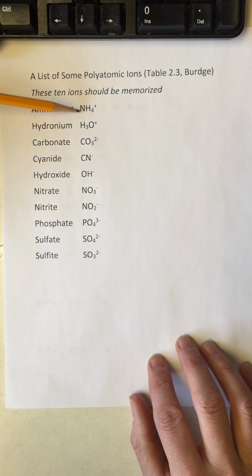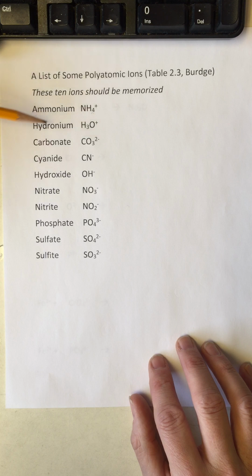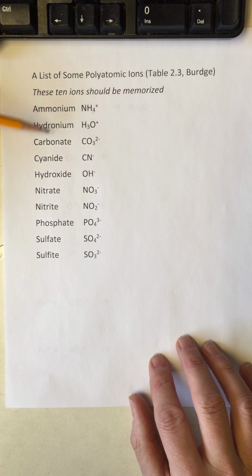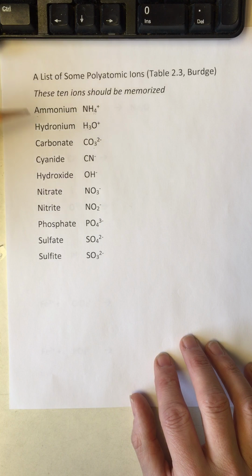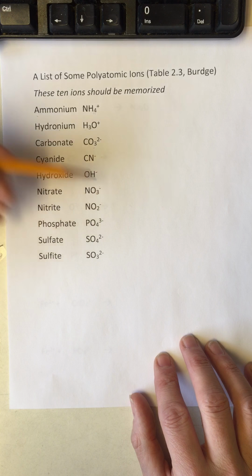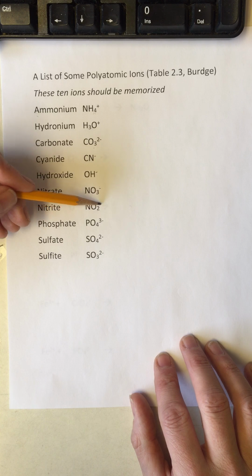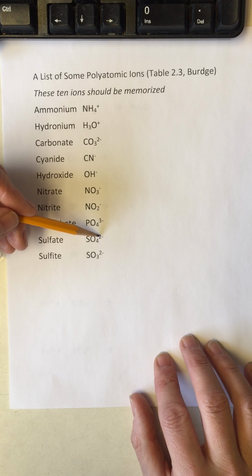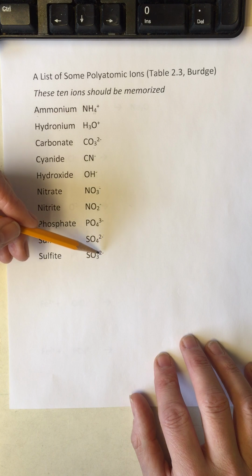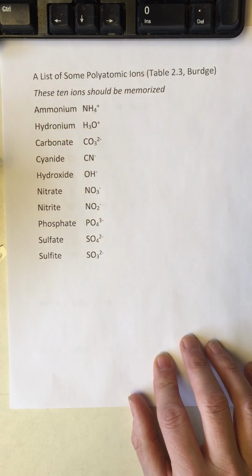So ammonium, 1 nitrogen, 4 hydrogens, and a positive charge, NH4 plus, ammonium. Hydronium, 3 hydrogens, 1 oxygen, plus, H3O plus. Carbonate, these are all ions, CO3 2 negative. Cyanide, CN negative. Hydroxide, OH negative. Nitrate, NO3 negative. Nitrite, NO2 negative. Phosphate, PO4 3 negative. Sulfate, SO4 2 negative. And sulfite, SO3 2 negative. These are the 10 that you want to memorize.